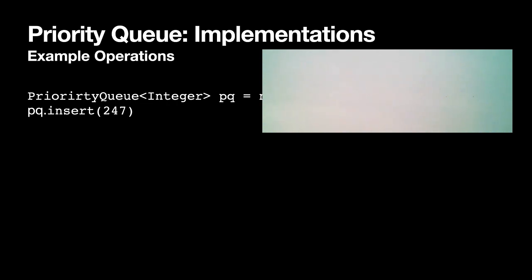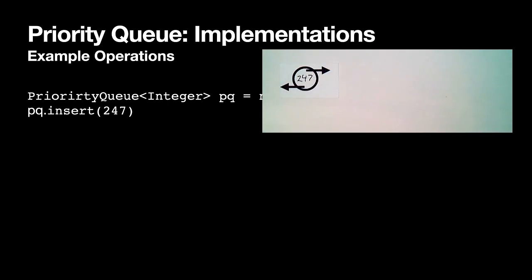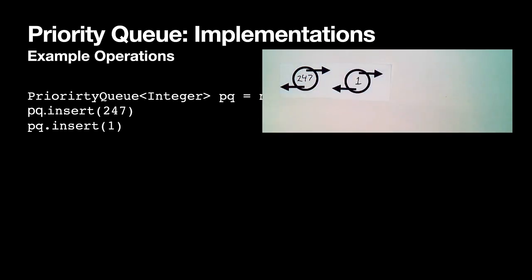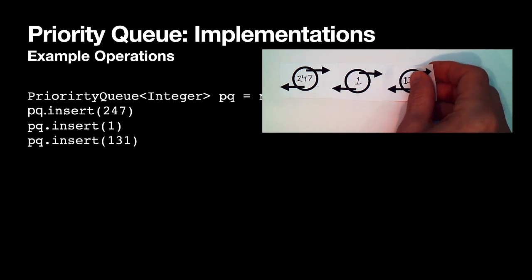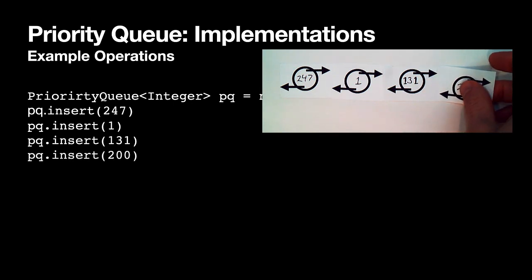First off, we'll insert 247. So we'll go ahead and create our node, and we'll update our head and tail of our list appropriately. Next, we'll insert 1. Again, insert's just tacking on to the end of our list. Next, we'll insert 131, repeating the process of adding on to the end of our list. And now we'll insert 200. At this point, we've inserted 4 nodes, and notice that they're not in any particular order. They're just in the order in which they were inserted.